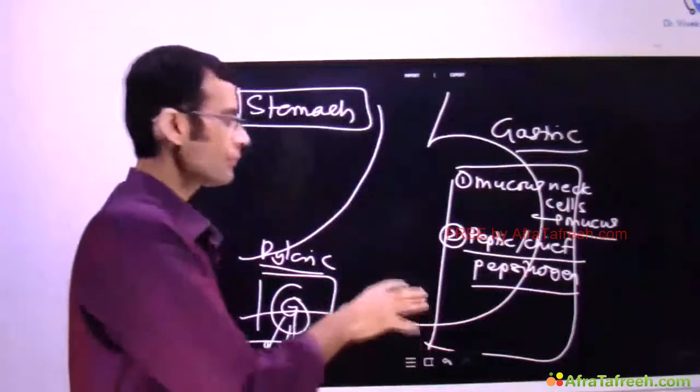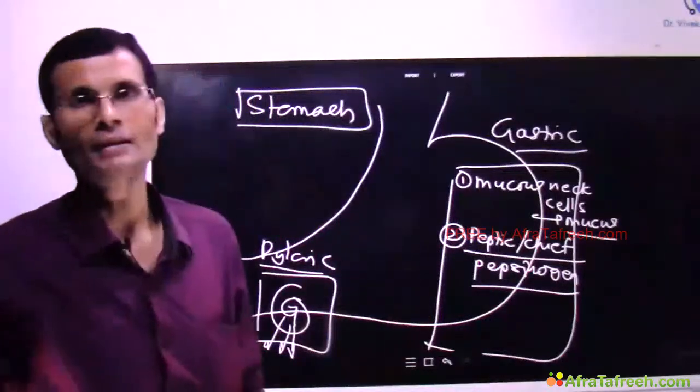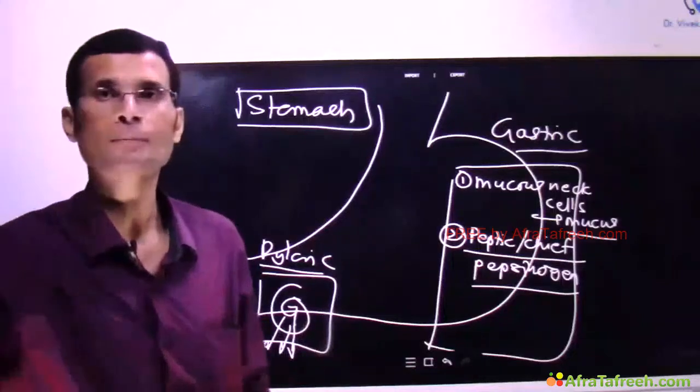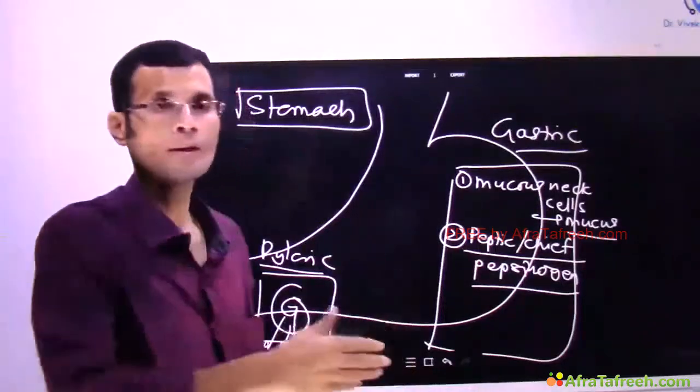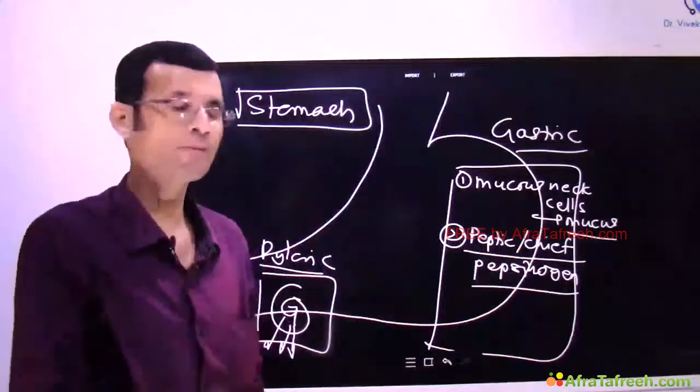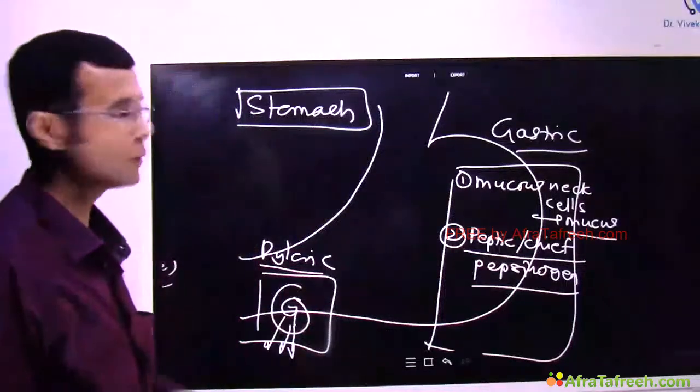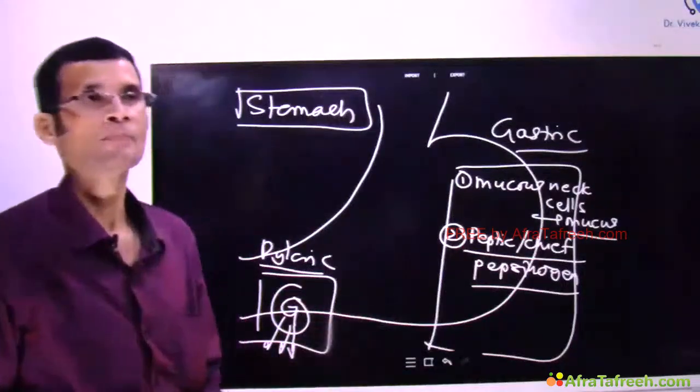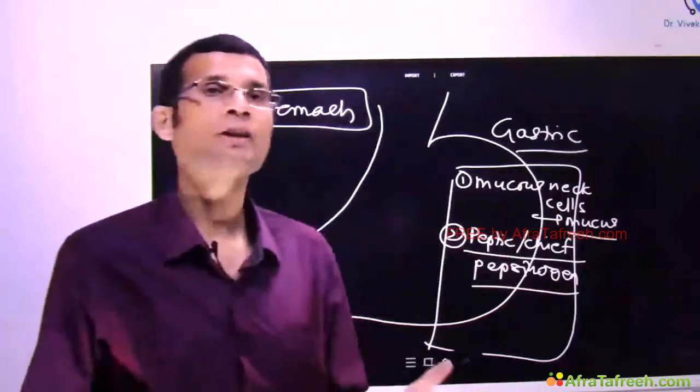Or chymotrypsinogen forms the chymotrypsin, or procarboxypeptidase forms the carboxypeptidase. Only phospholipase is the enzyme which is not synthesized in the inactive precursor form.